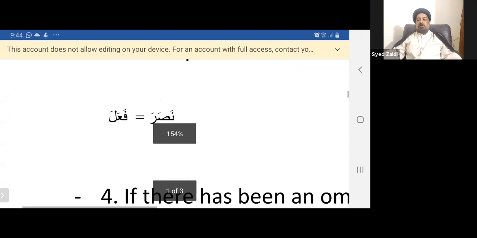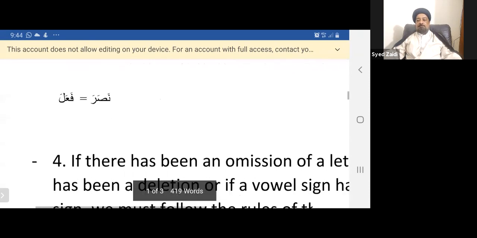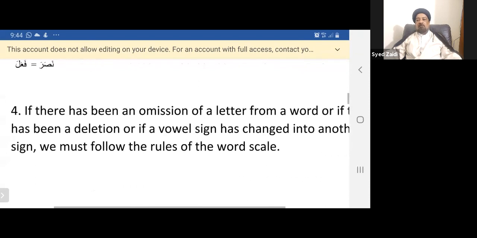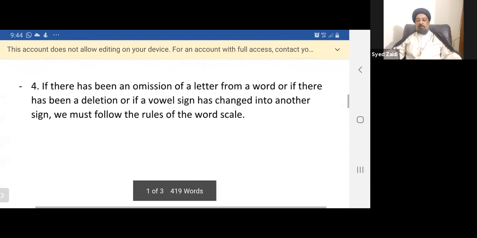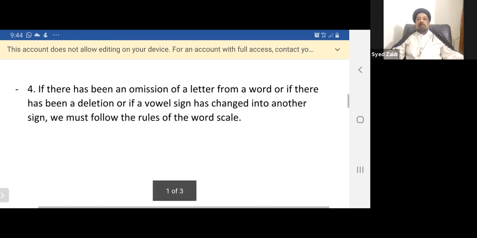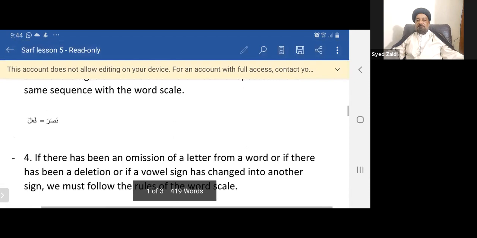Now we'll move on to rule number 4. If there has been an omission of a letter from a word, by omission I mean delete. If you see that a word has a letter that has been deleted, right? If you can please make the screen a little more clearer. The number 3 point that I want to read. Thank you very much.